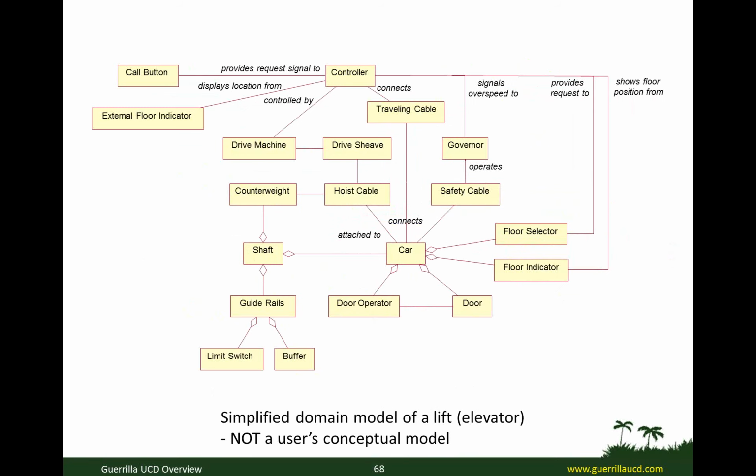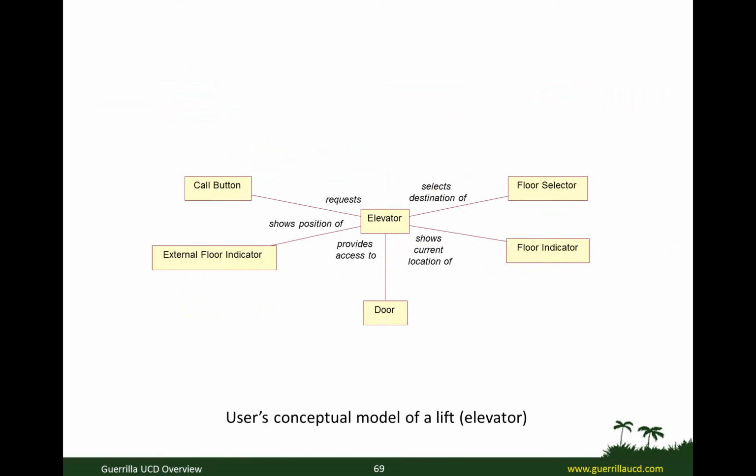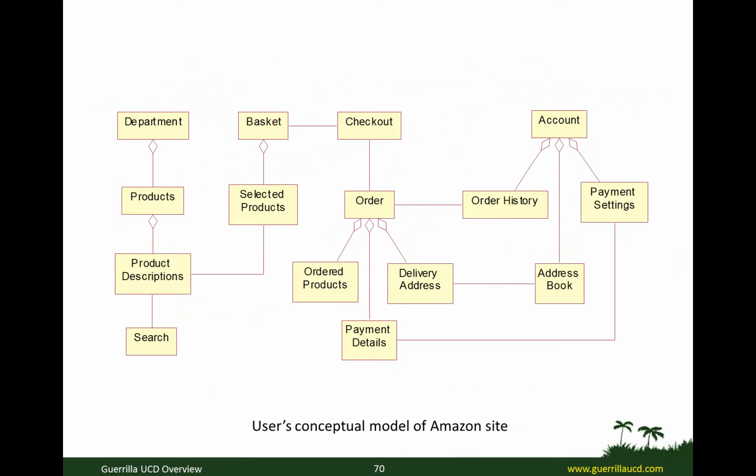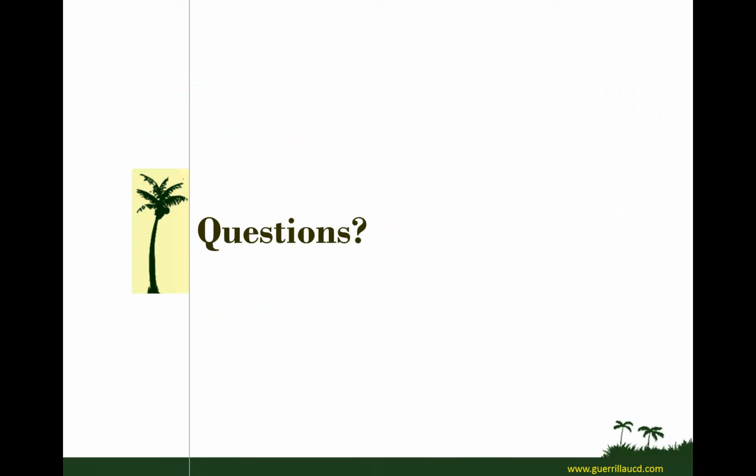Users don't need to know about two thirds of the components in this domain model, but they do need to be aware of things like the call button and the floor indicator and so forth, which is the user's conceptual model. So it's an important distinction. And here, just by way of comparison, is the user's conceptual model of the Amazon website. So we'll take any final questions.